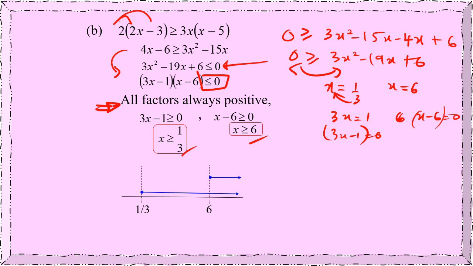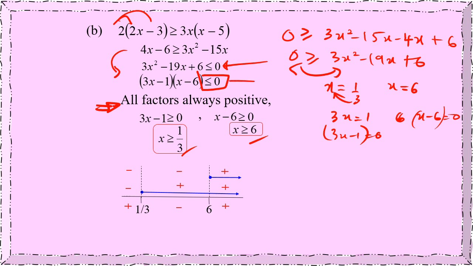Now we separate the three intervals and put the positive and negative signs respectively. So we have positive on the right of 1 over 3 and negative on the left side. And then positive on the right of 6 only, and negative on the other two. So multiplying these two, we get positive, negative, and positive. So which region should we take?